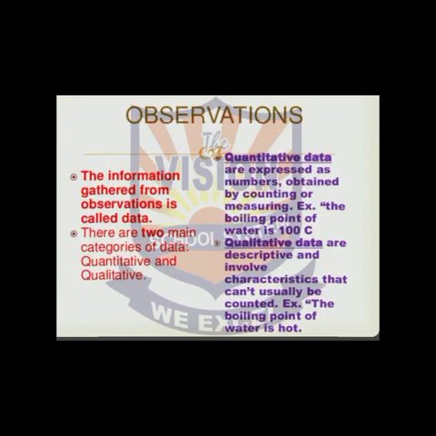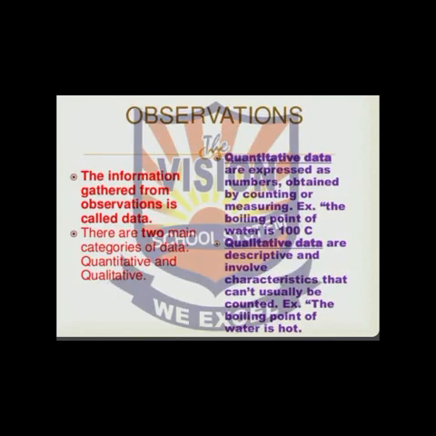The gathered information is known as data. There are two main categories of data. One is the quantitative, another is the qualitative. The quantitative data are expressed as numbers obtained by counting or measuring. Example, the boiling point of water is 100 degrees. And the qualitative data are descriptive and involve characteristics that can't usually be counted. Example, the boiling point of water is hot.